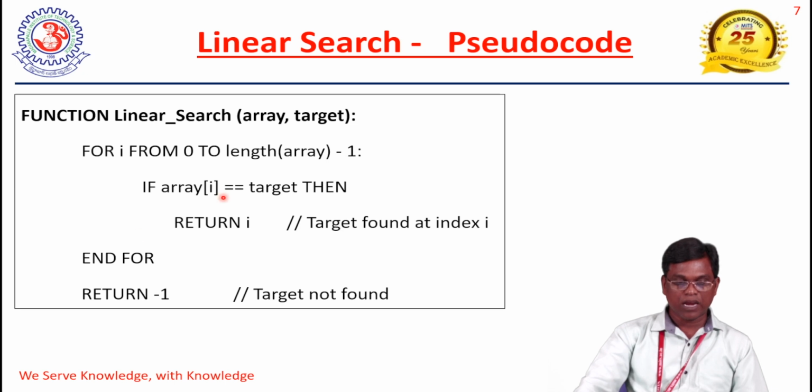For every value of i, it takes an element from the array and compares it with the target element. If it matches, it returns the index where the target was found. This process is repeated until it reaches the end of the list. If the target element was not found in the list, it will stop the process and return -1 as a result, which indicates that the target element was not found in that list.